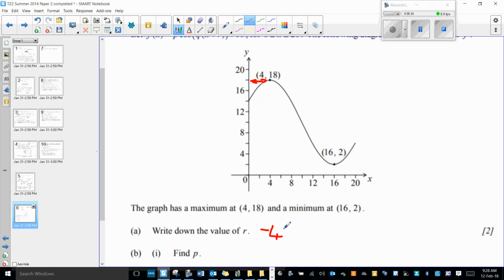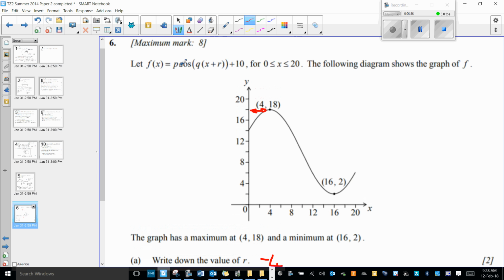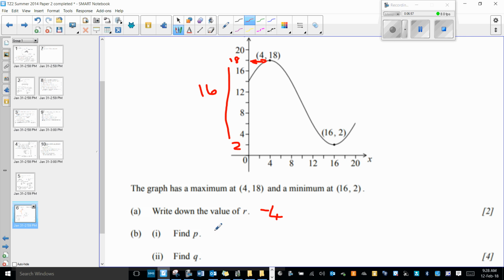Find the value of P. So P indicates the magnitude. So remember, that's half of the difference of maximum to the minimum. So this value here is 18. This value is 2. So this is 16 divided by 2 is 8. So P has a value of 8.